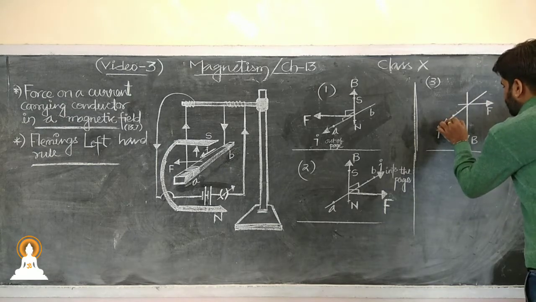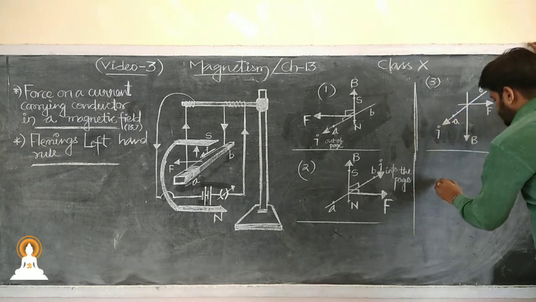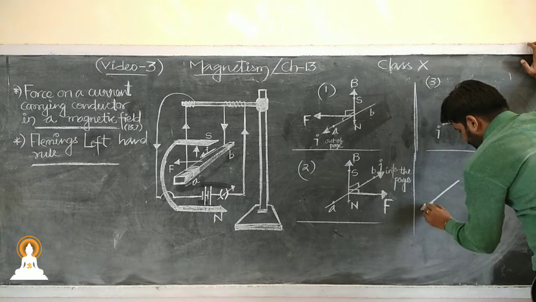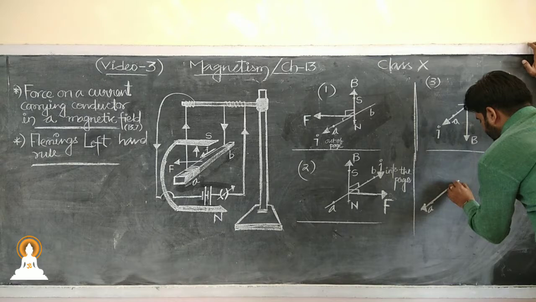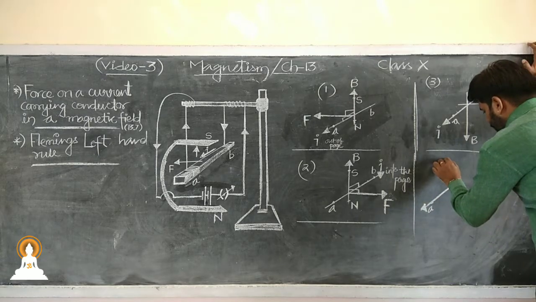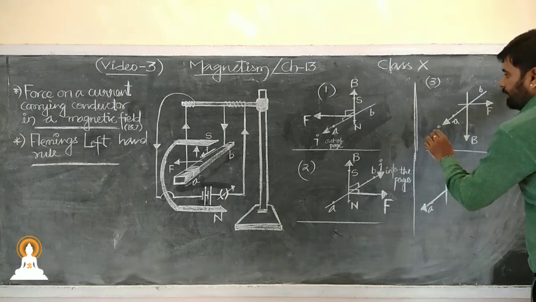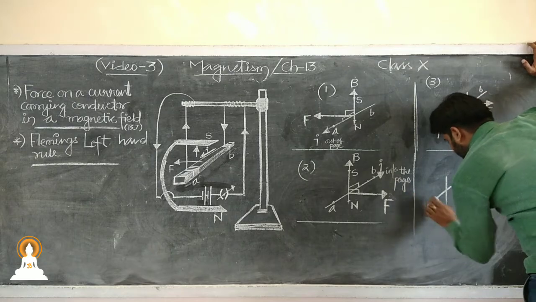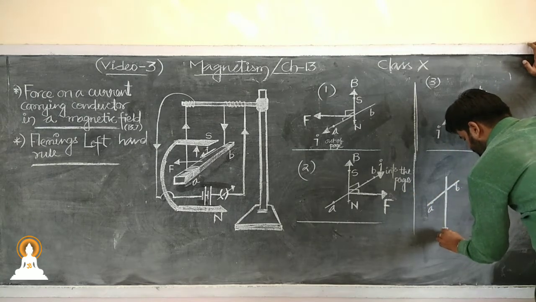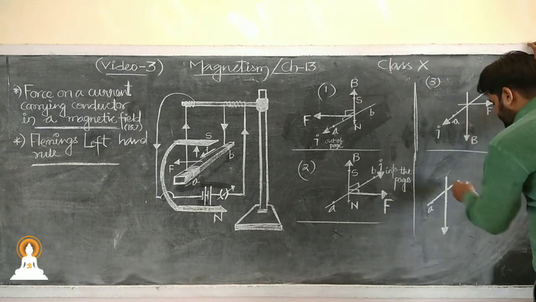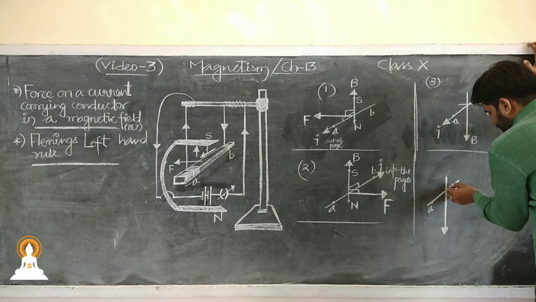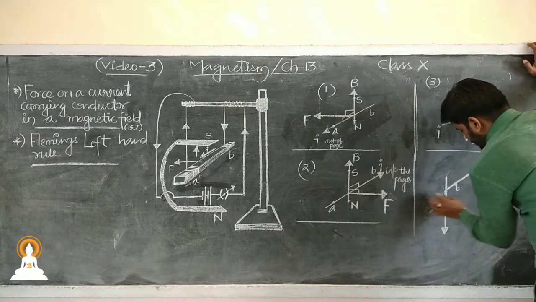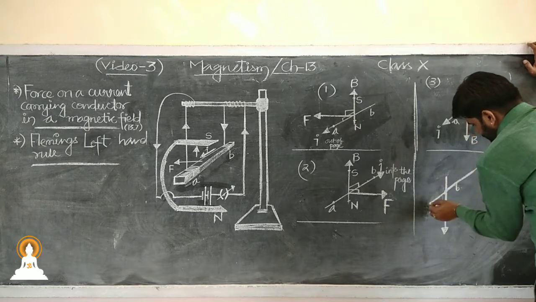This is A and this is B. The current is coming out. This is A, this is B, and this time the magnetic field we have changed. Sorry, magnetic field is in downward direction. Now this time we have changed the direction of current. Now current is moving into the page.